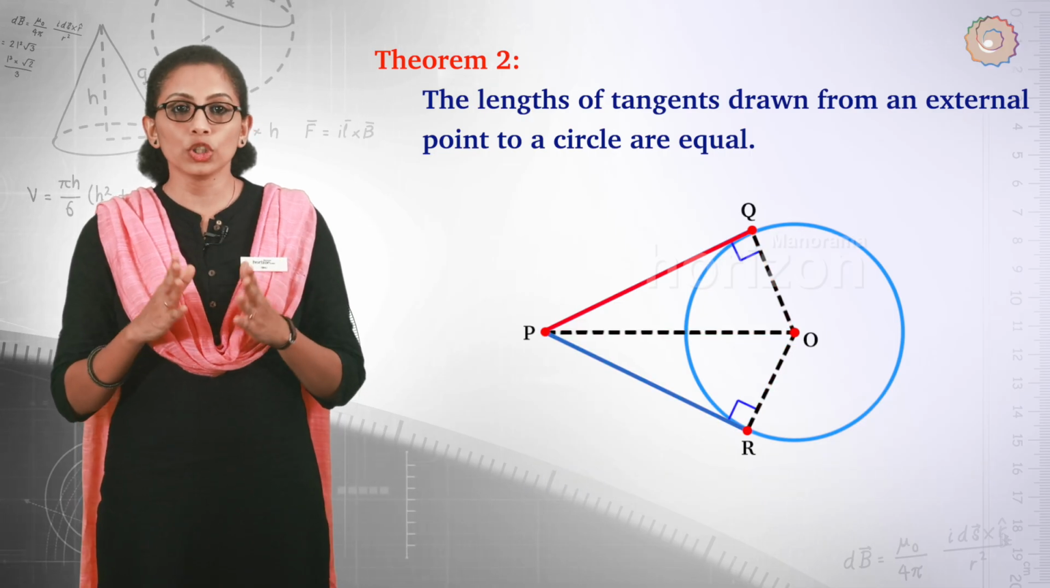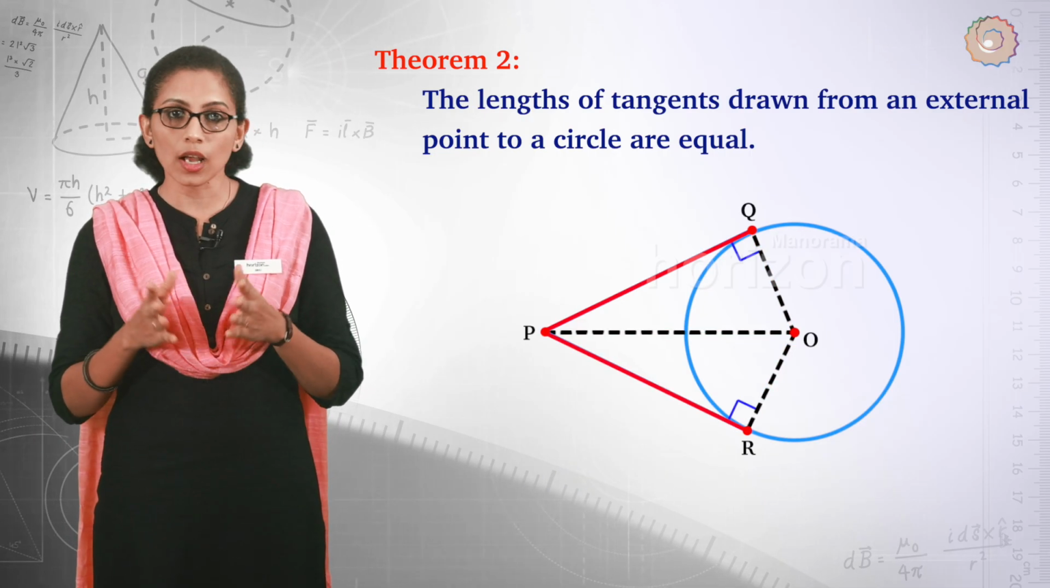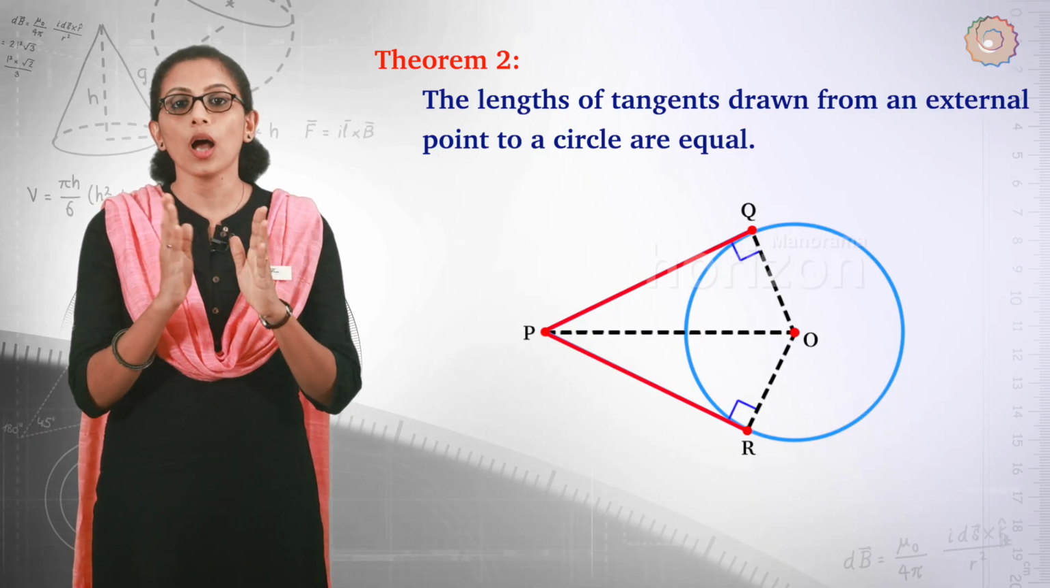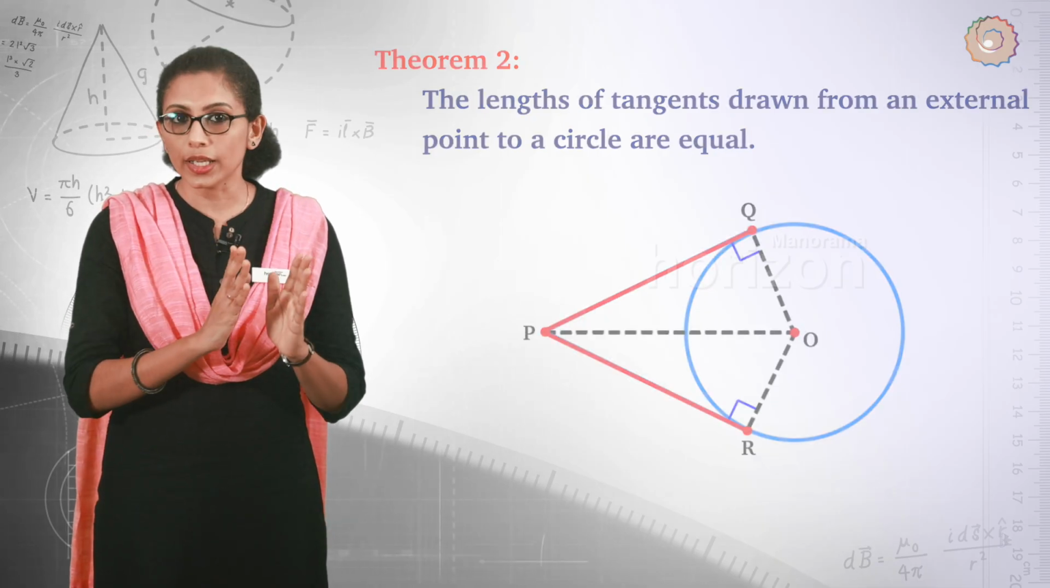Now PQ is equal to PR by CPCT. Corresponding parts of congruent triangles are equal. Hence both tangents from the external point are equal in length. That is PQ is equal to PR.